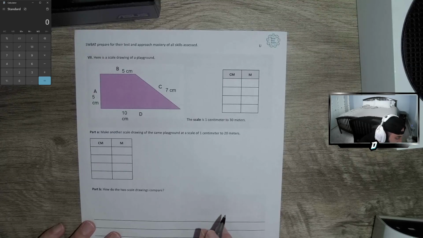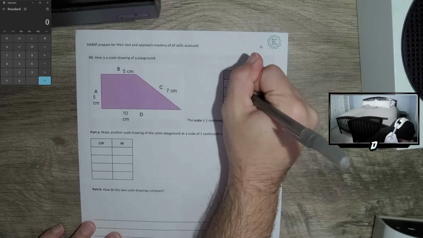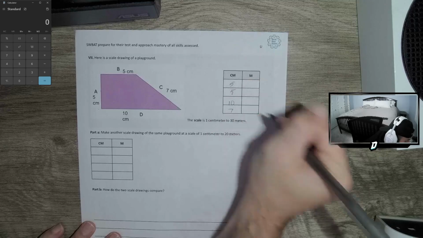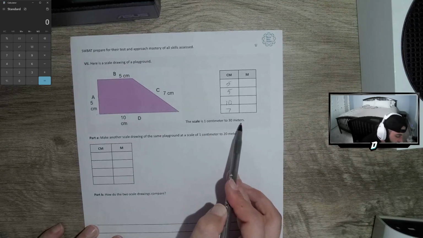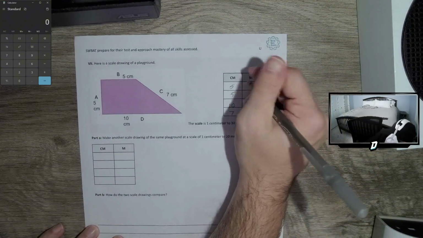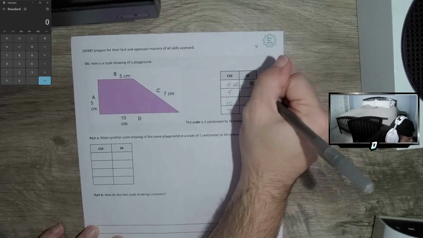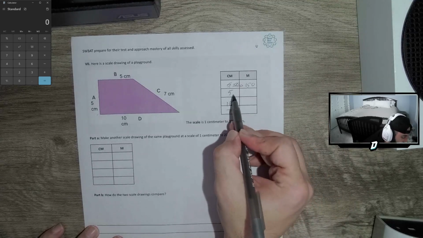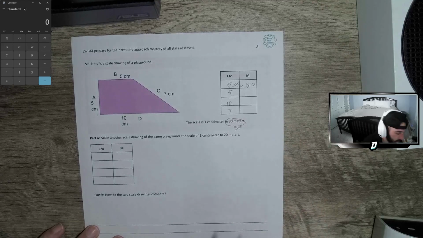So here, right, I can drop down my scaled images. So 5, 5, 10, and 7. And we know that our scale is 1 centimeter to 30 meters. And I know when I apply my scale factor going from my scale to my actual, I multiply by 30. 5 times 30 is 150. Again, I multiply each of them by my scale factor, which is 30 meters.